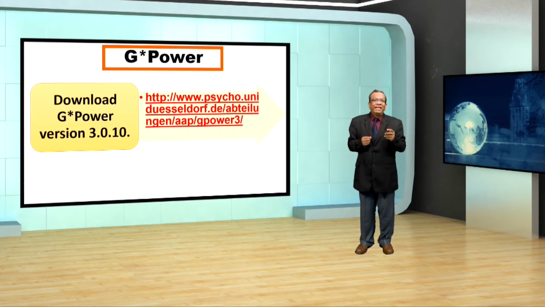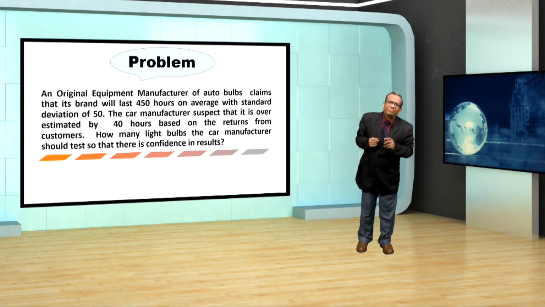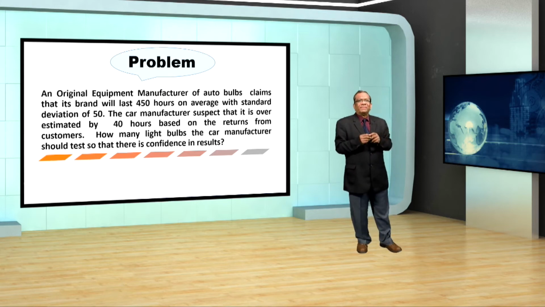Now, please download G Power version 3.0.10 from the following website. It is free software. When you download the software, it will give a small icon on your laptop, which I have discussed in the continuation of this lecture by way of discussing the software. Now, in this software, I have discussed a problem.